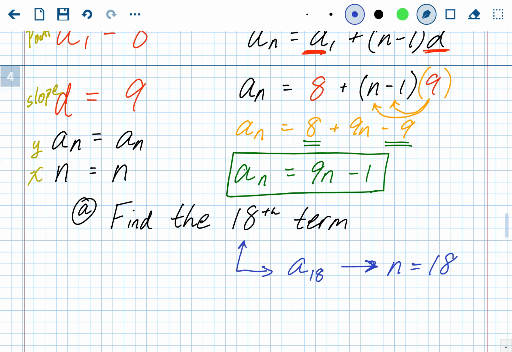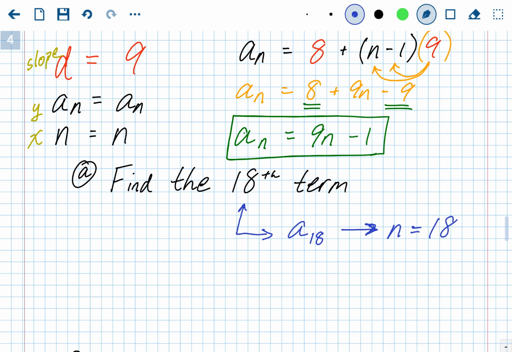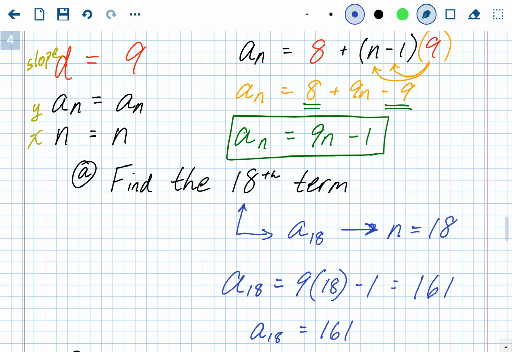Instead of a sub n equals 9n minus 1, we're going to say that a sub 18 equals 9 times 18 minus 1. And 9 times 18 is 162, and 162 minus 1 is 161. So what that means is that the 18th term of the sequence, a sub 18, is 161. So it could be written like that. So finding the 18th term, again, you could have done it by hand, plus 9, plus 9, plus 9.